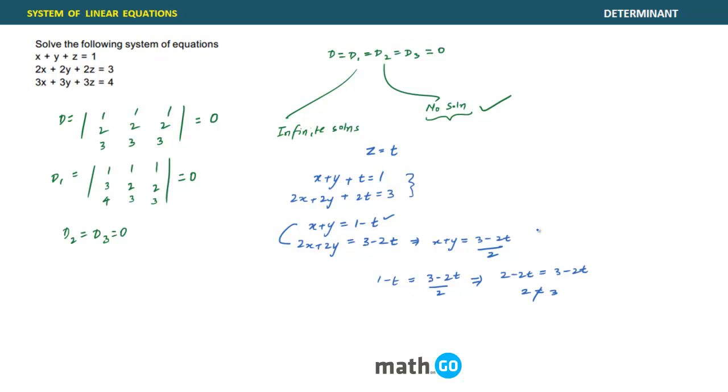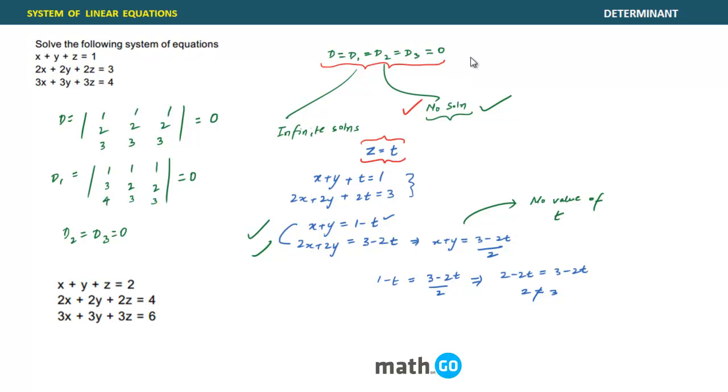So in fact this gives you no value. What does this mean? That there is no value of t for which both of these equations will be satisfied. That is the reason I was saying you will have no solution for this particular category, because even if you put z equal to t, you will not be able to find any value where x and y will be solved simultaneously. So despite getting d equal to d1 equal to d2 equal to d3 equal to 0, you could have a case which will have no solution.